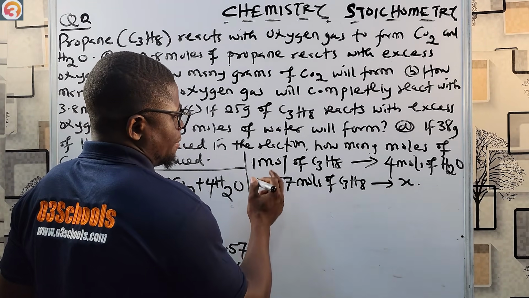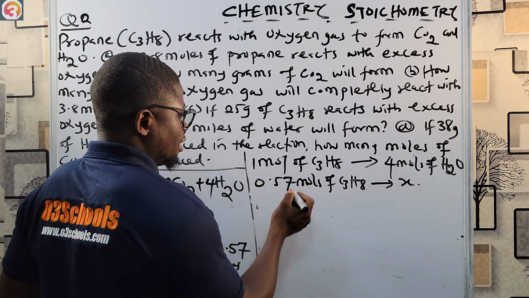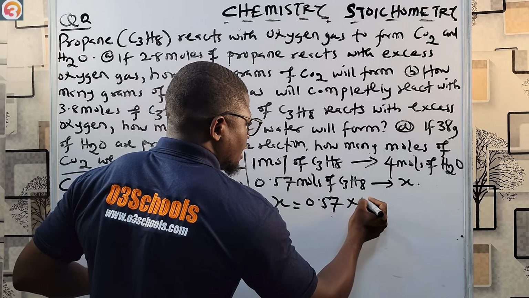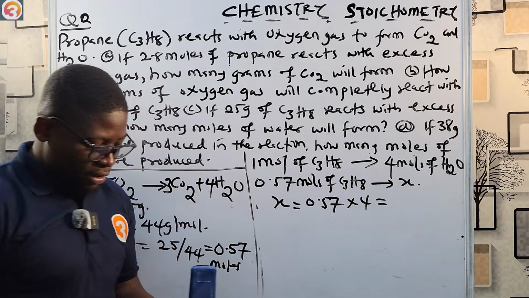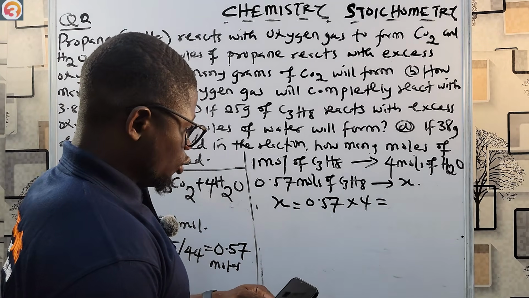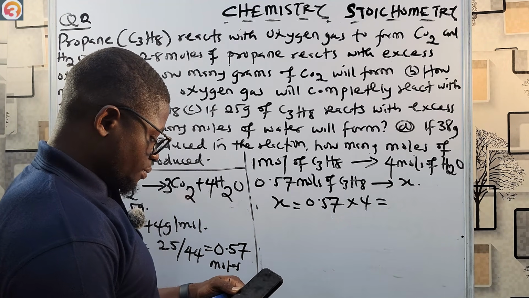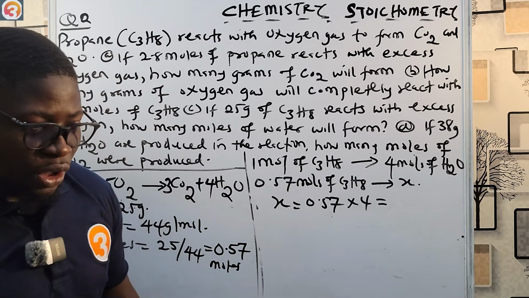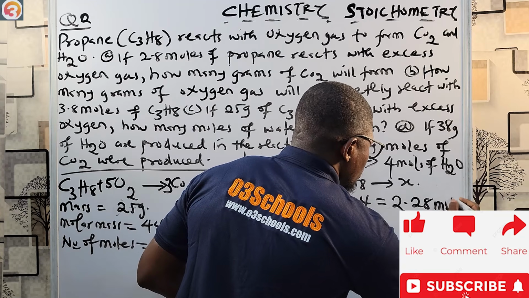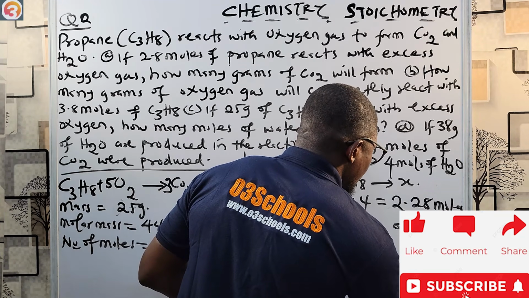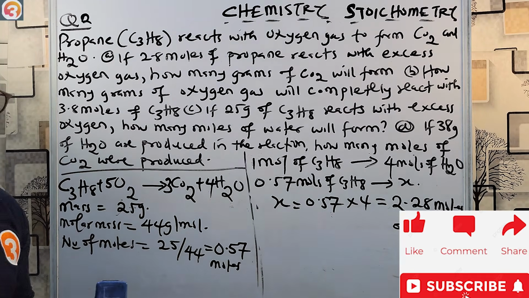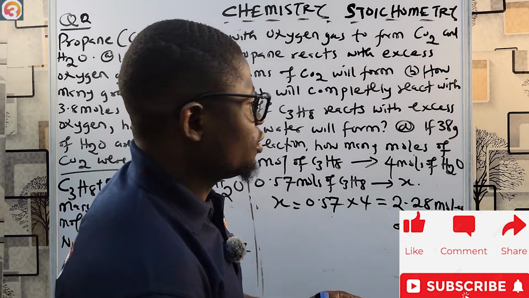All right, 0.57 times 4 gives us X. X times 1 is X. It's equal to 0.57 times 4. If you do that, press your calculator. I'm pressing my calculator. So you must press 4 times 0.57. That will give us 2.28 moles of H2O. So you see, it's very, very simple. Converting from mole to gram or from gram to mole is a very, very simple conversion.